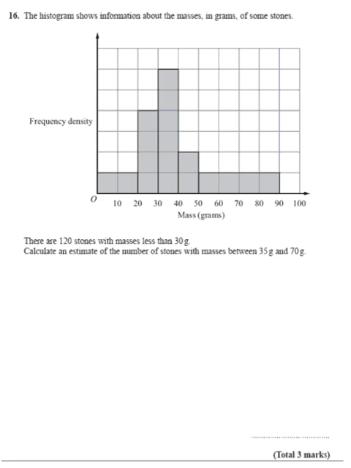Histograms, right. They've been starting to introduce this type of histogram question where the scale's given to you in a slightly different way. They used to give you the tables, and now it's a bit vaguer. They're saying 120 stones in total with a mass less than 30 grams. Now, 120 stones in total is the total frequency.